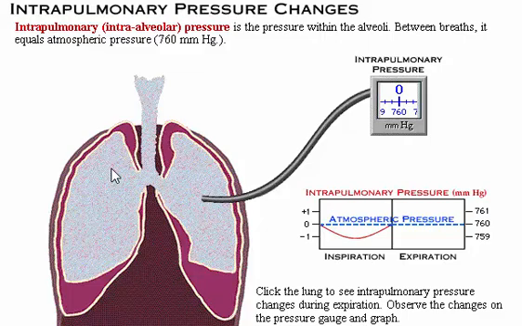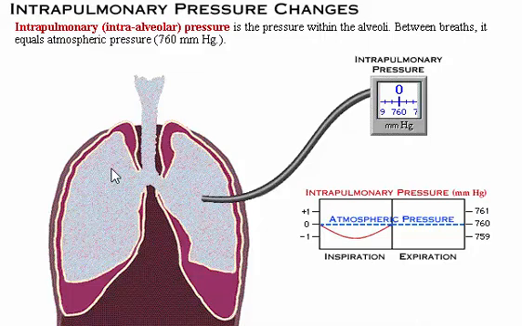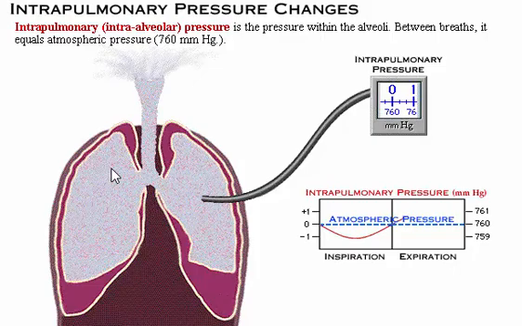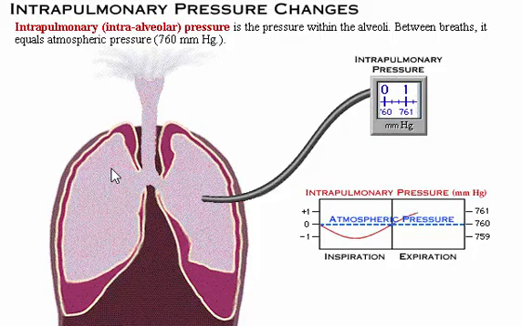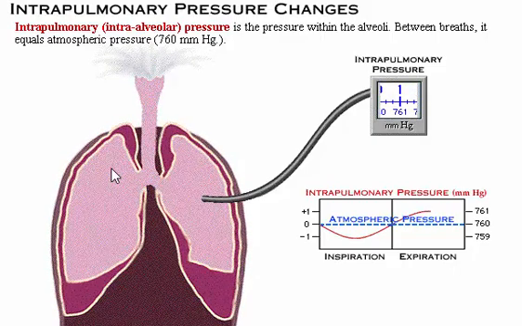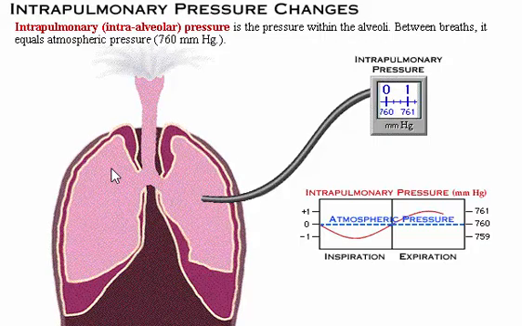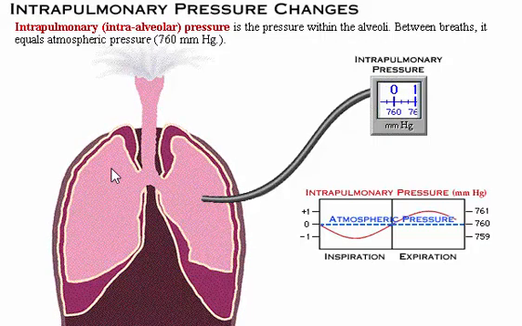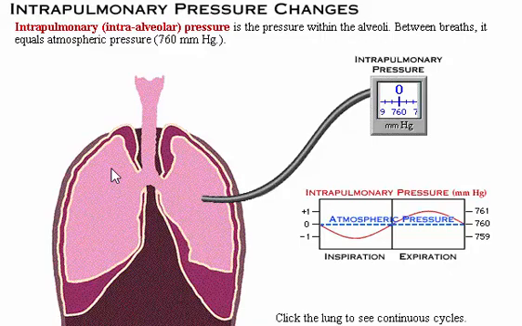Click the lung to observe intrapulmonary pressure changes during expiration. Observe the changes on the pressure gauge and the graph. During expiration, the volume of the thoracic cavity decreases, causing the intrapulmonary pressure to rise above atmospheric pressure. Following its pressure gradient, air flows out of the lungs until, at the end of expiration, the intrapulmonary pressure again equals atmospheric pressure. Click the lung to see continuous cycles.